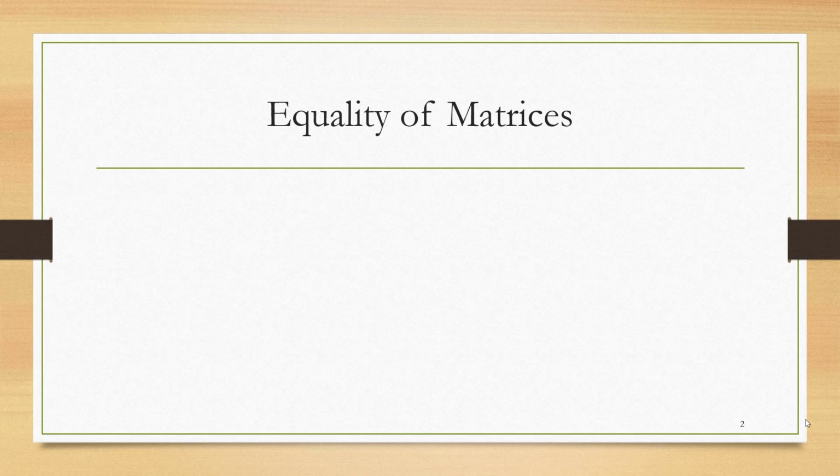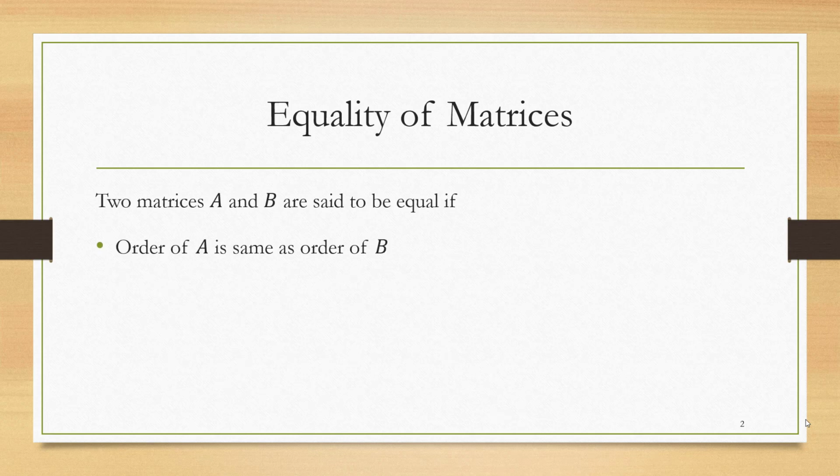So let's start with equality of matrices. Two matrices A and B are said to be equal if they satisfy the following two properties. First property is their order should be same. Order of A and order of B must be same. Otherwise we cannot say that they are equal. Second, corresponding entries of A and B are same.